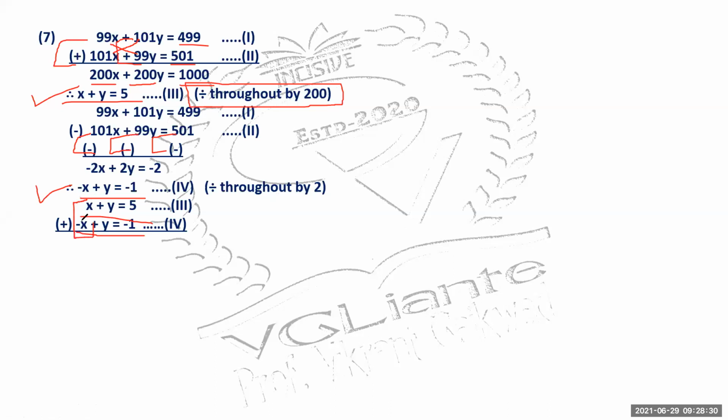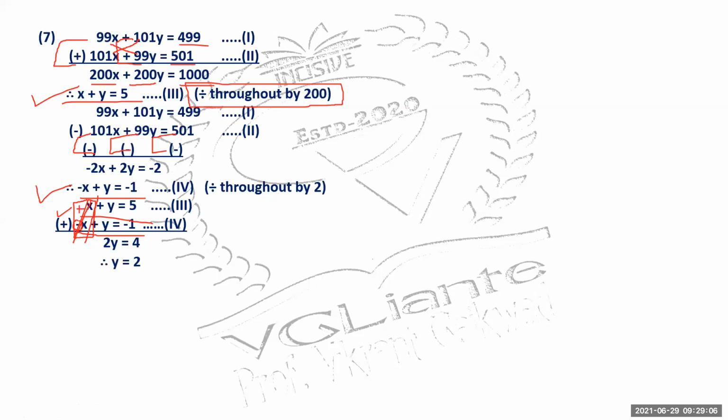Coefficients are the same and their signs are different, because one is plus, the other is minus. So when coefficients are the same and signs are different, you add. So you can directly eliminate the x term. What are you left with? You are left with 2y equals to 4, that is 5 minus 1.